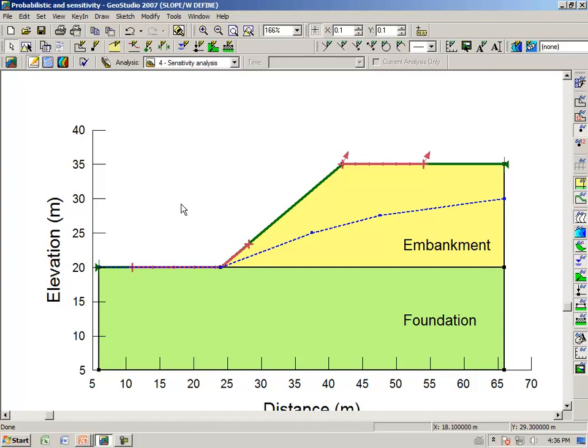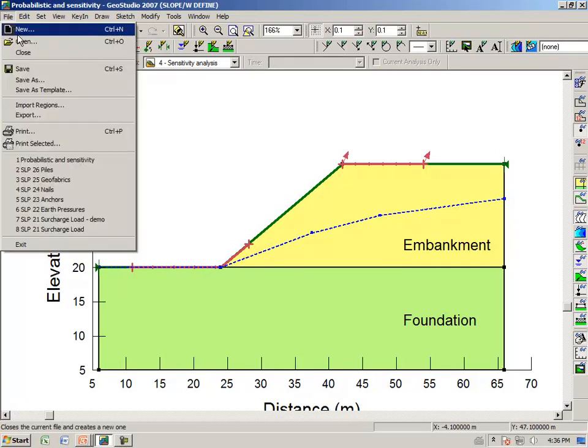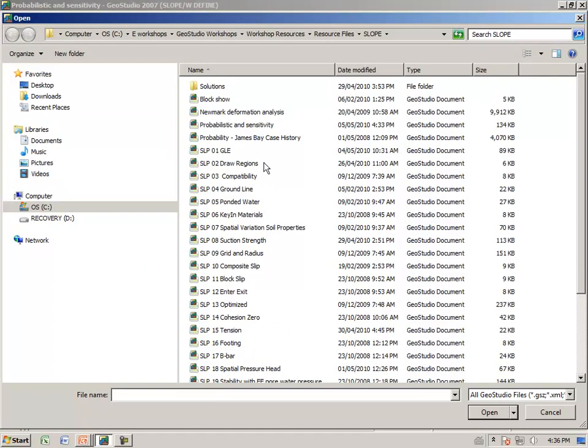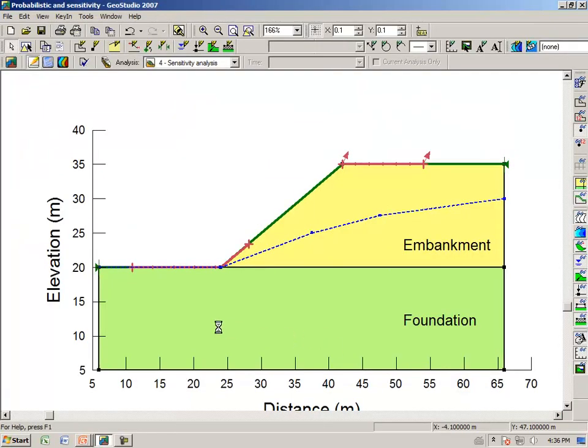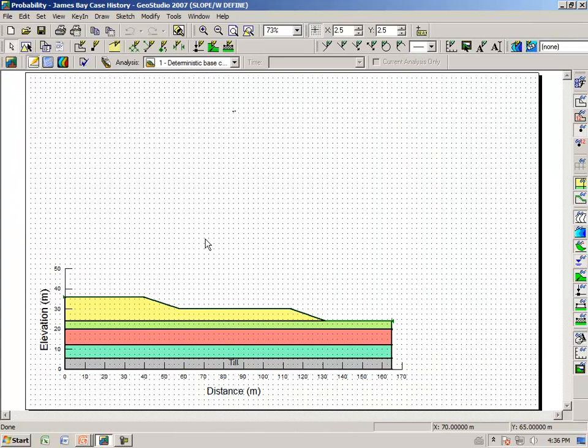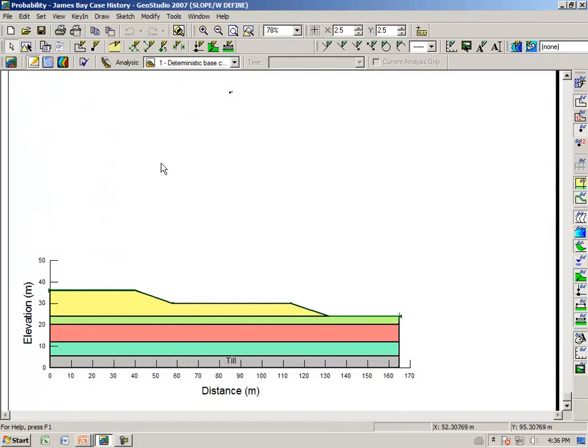I want to just spend a few minutes now on a case history. Let us say File, Open, Probability, James Bay Case History. As with all of the detailed examples we ship with SLOPE/W, a PDF file describing the example comes with the example, and I refer you to this PDF that comes with this example for the details.